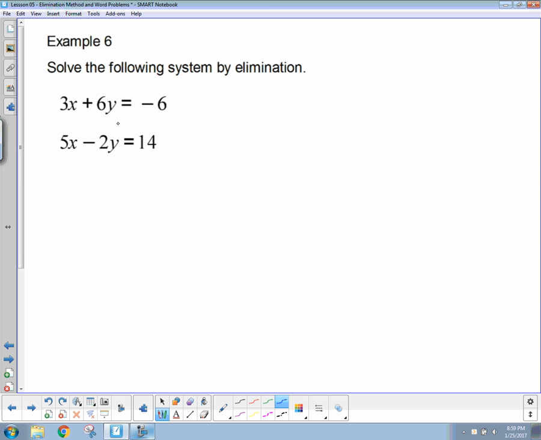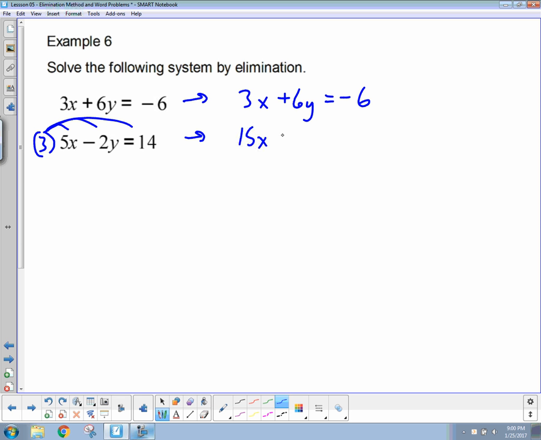It's easy to change this 2 into a 6 by multiplying by 3. Okay, you have to kind of look toward the future when you start doing the elimination method. So I'm going to multiply the bottom by 3. Do your arrow again like I was doing. You don't have to do this, I just find it easier. So 3 times 5, 3 times negative 2, and 3 times 14. So 3 times 5 is 15x. 3 times negative 2 we already discussed. It was going to be negative 6y.